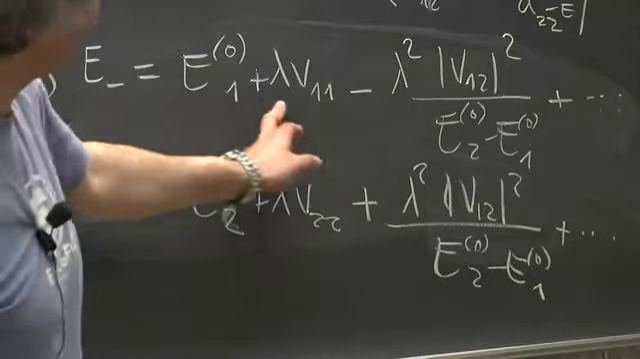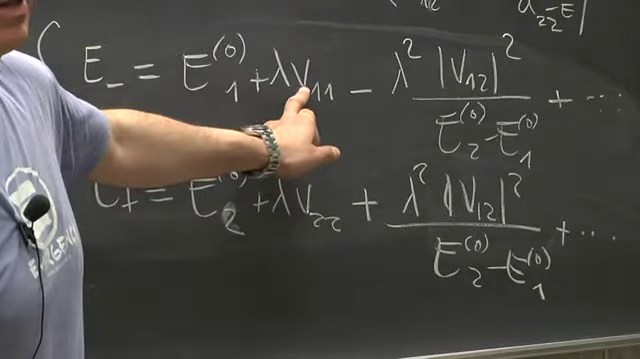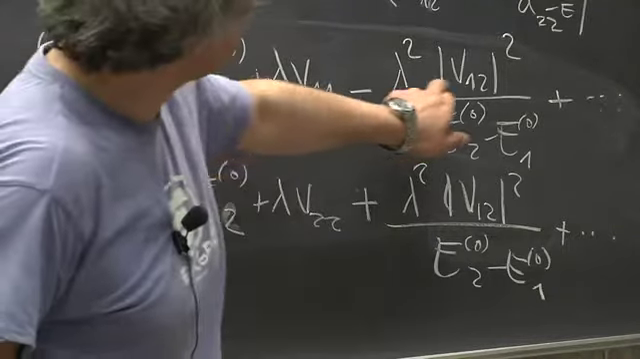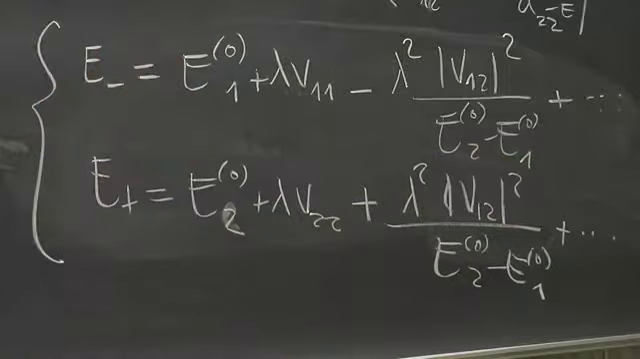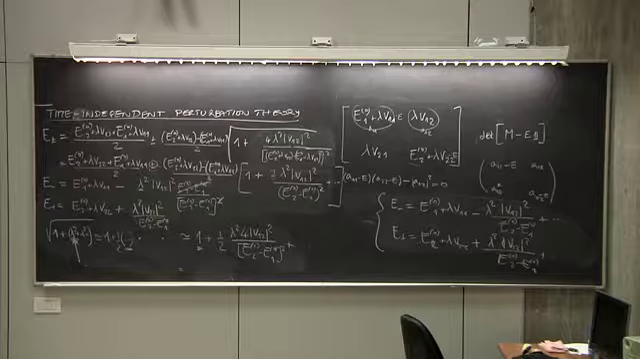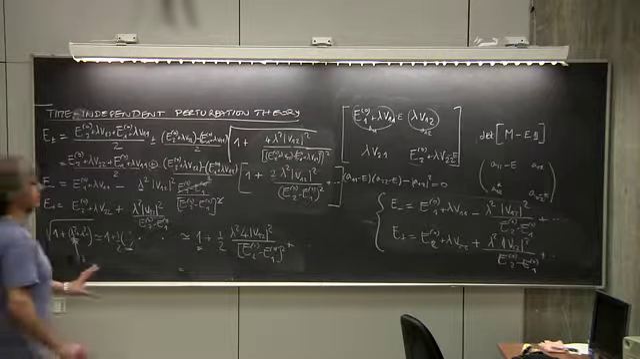You see, every time there is a lambda, there is a V. No surprise. So this is linear in V, and this is quadratic in V, and indeed quadratic. Now, when we expand the denominator, do we assume something? Because we have 1 plus lambda (V22 minus V11) over E2 minus E1. If the difference in the energy is small, then, okay. No, the difference is finite.